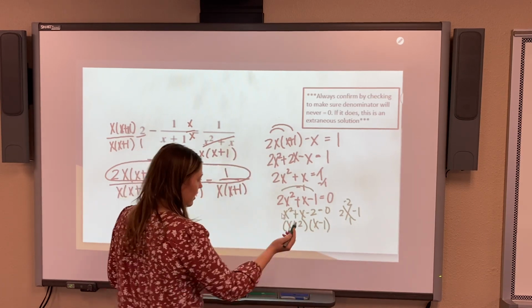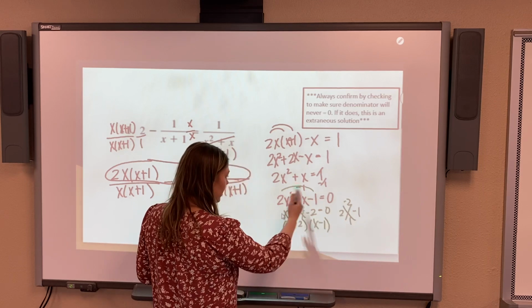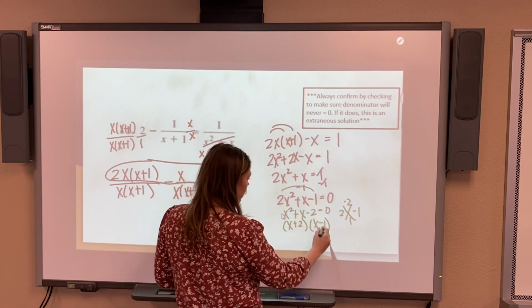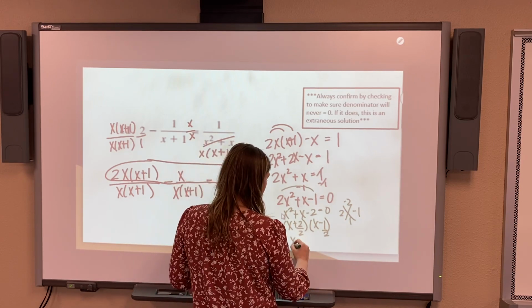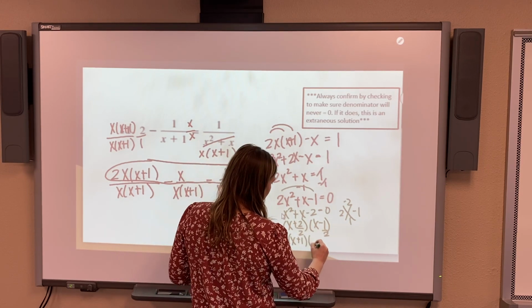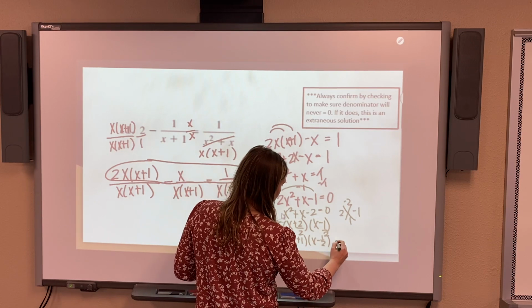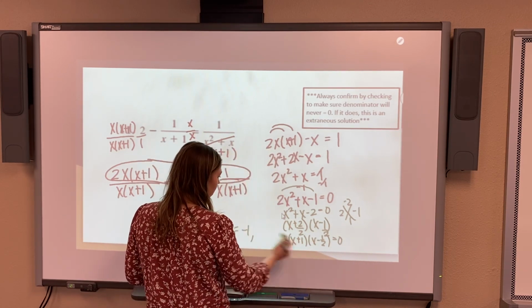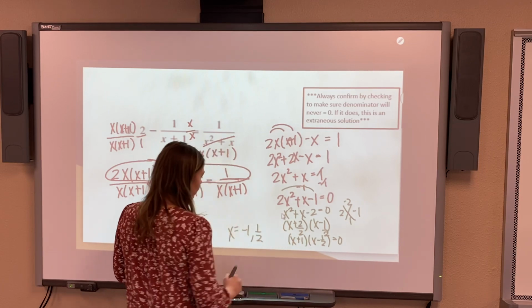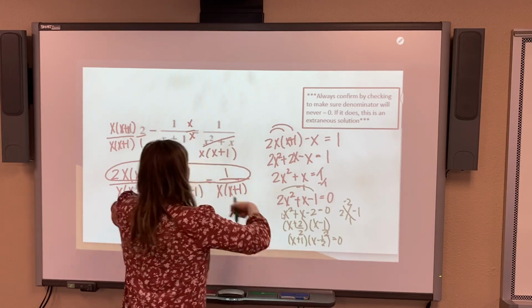Okay, so then since we multiplied by the 2, we have to divide by 2. So that would be x plus 1, and x minus 1/2 equals 0. So here our two solutions are x equals -1 and a positive 1/2.